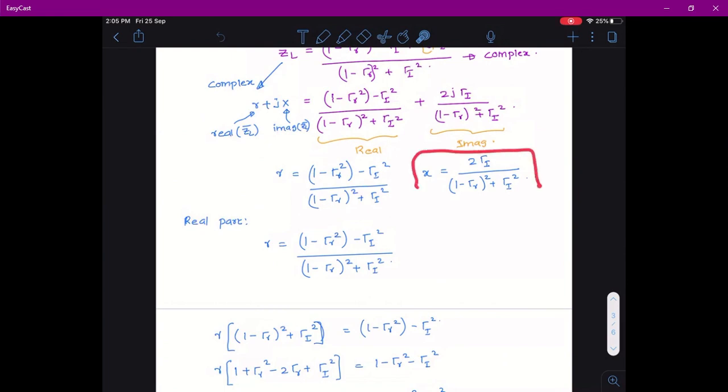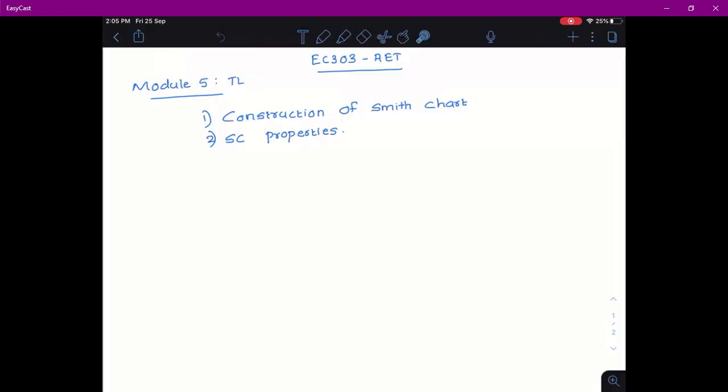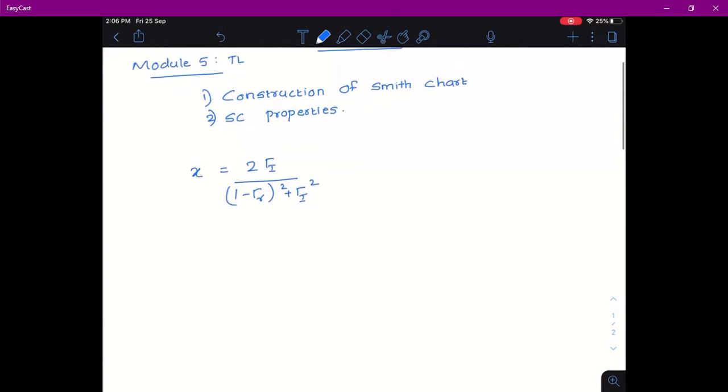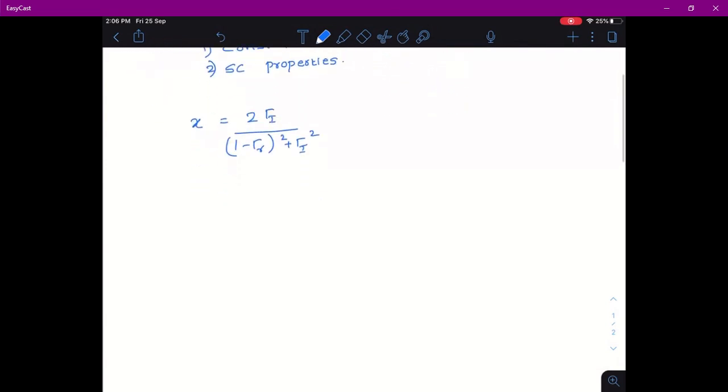Now, we are going to look at this part, which is the imaginary part of the derivation. So, let me write the imaginary part. I can write the imaginary part as x is equal to 2 tau I by (1 minus tau r) whole square plus tau I square. Okay. So, let us bring this denominator to the numerator and let us cross multiply. You get x multiplied by (1 minus tau r) whole square plus tau I square is equal to 2 tau I. Let us expand this.